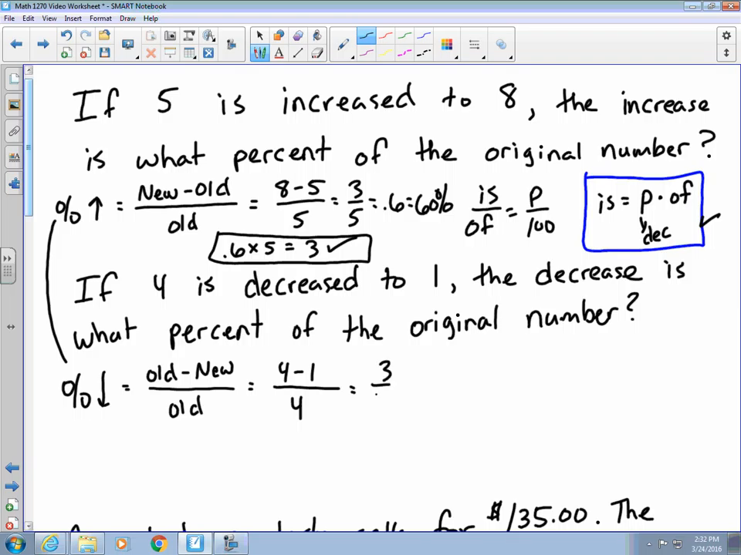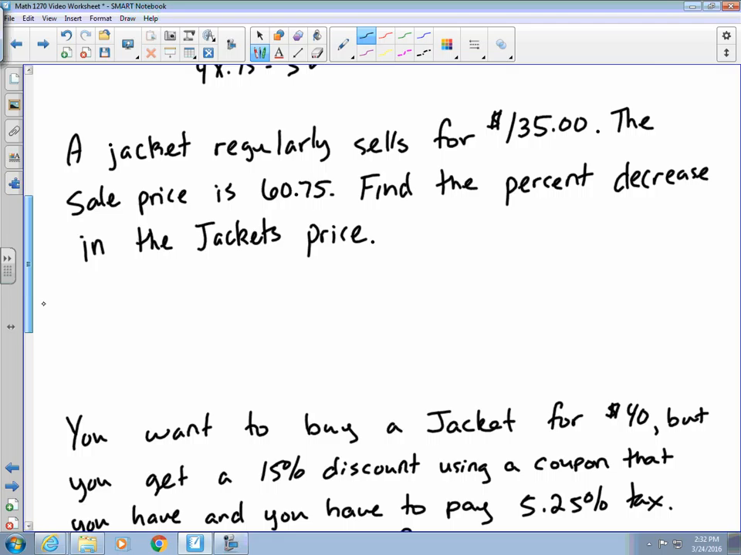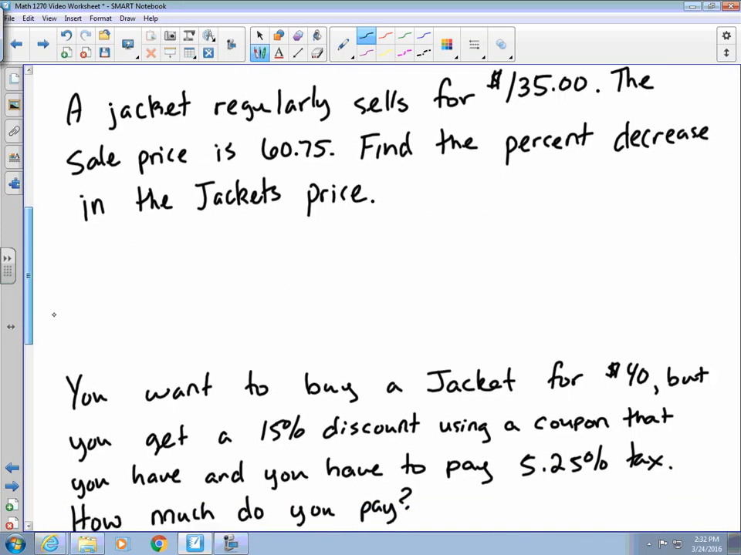So here we got 3/4. That's an easy decimal, 0.75, so it's a 75% decrease. The decrease here is 3. So again, if you wanted to use the equation, what is 75% of 4? Well, that is 3. So you decrease by 3. That is the way to come up with the percentage of increase and decrease. Now, if we want to move on, memorize those formulas. The top number is always positive, and you always divide by the old.